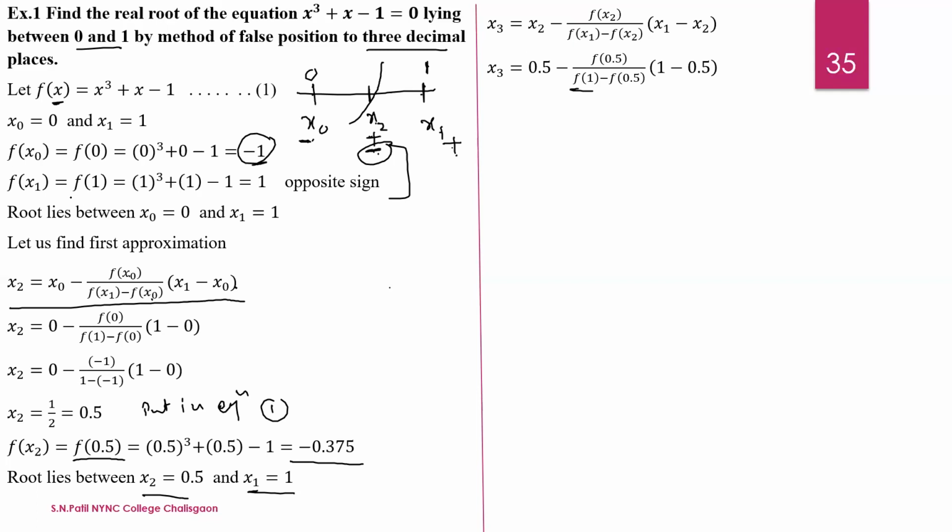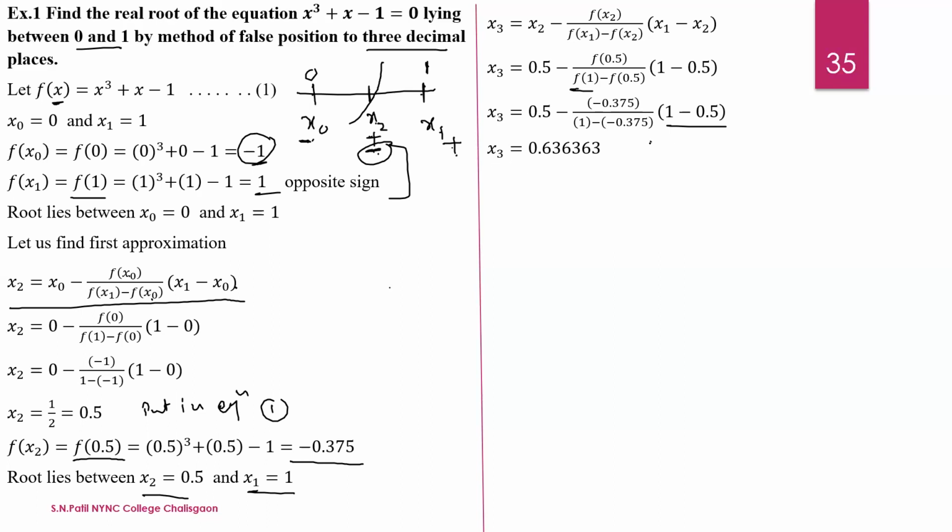Similarly, the value of f of 1. f of 1 is calculated, that is 1. Substitute here. Okay. Now here minus plus, here 0.5. Here minus plus, that is 1.375. So we get 0.6363363. This is the second approximation.